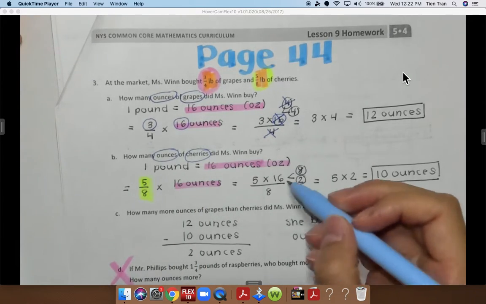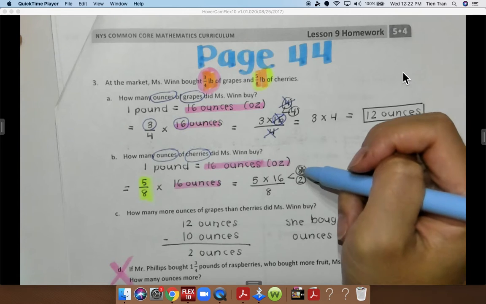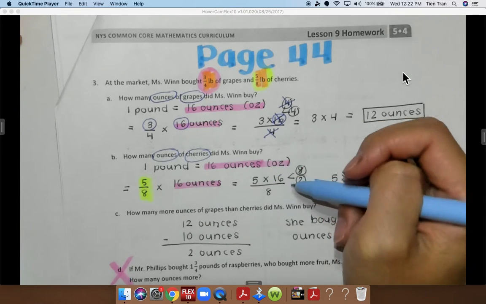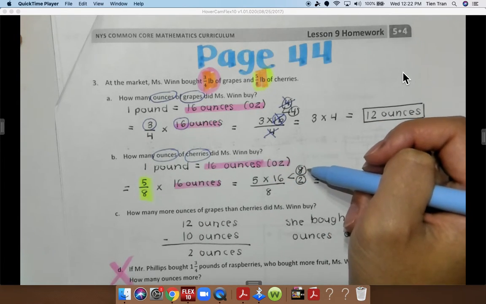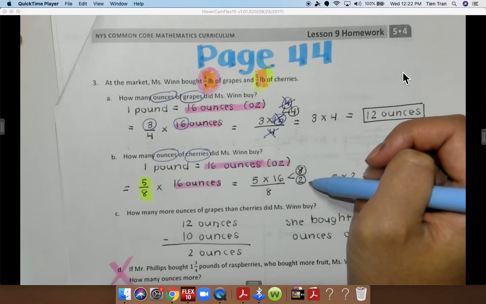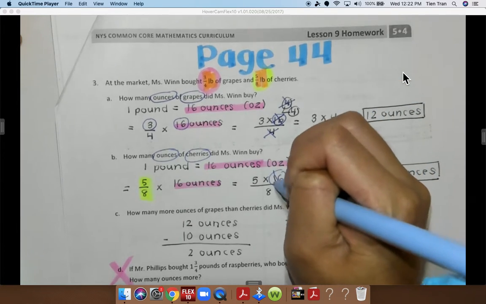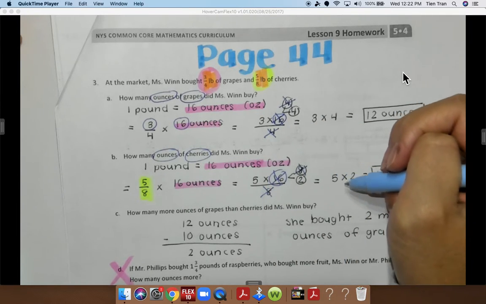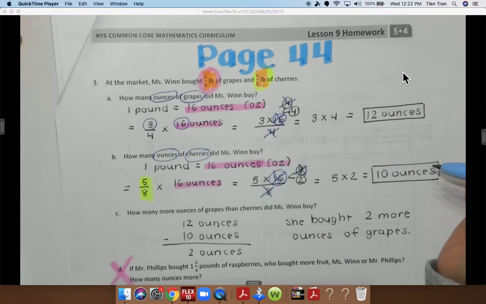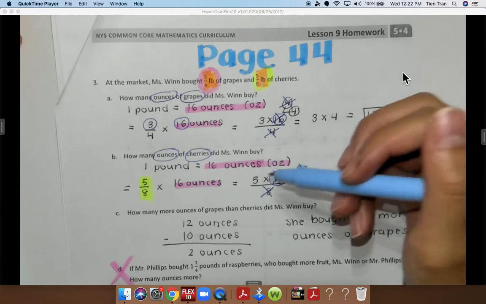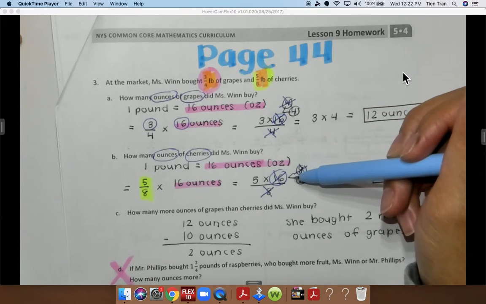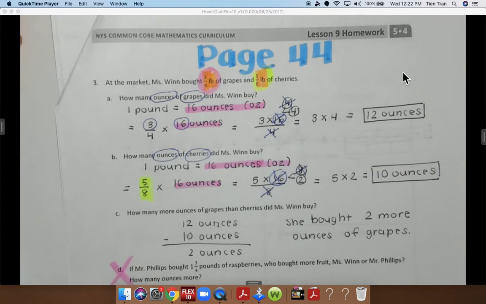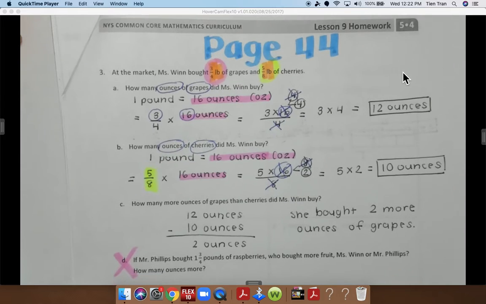Now we're going to multiply 5 times 16. You can multiply straight across and then divide by 8, or you can find the factors of 16, which are 8 and 2. That means I can cross off 8 on the top and 8 on the bottom. What I have left is 5 times 2, which is equal to 10 ounces. Whichever method you like to use, if you use the other way, you would multiply 5 times 16 and then divide by 8. Whichever method works for you, you can use that method.